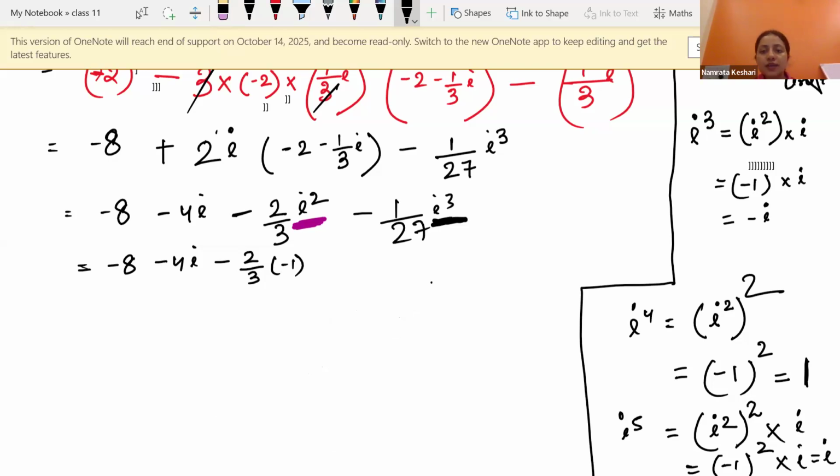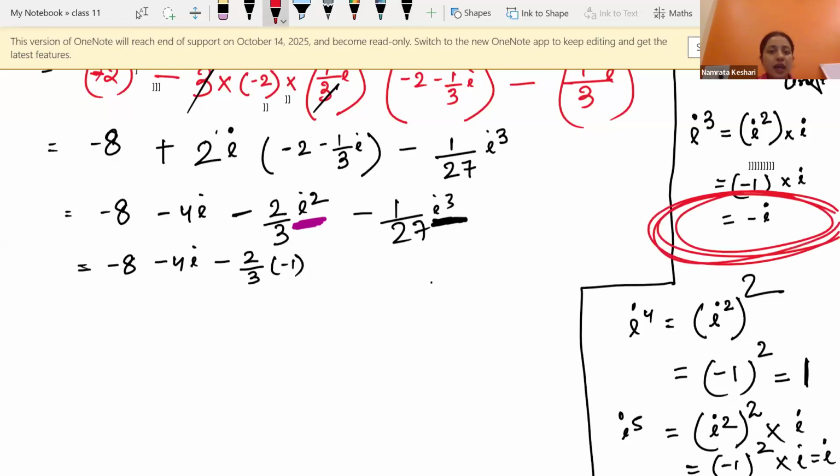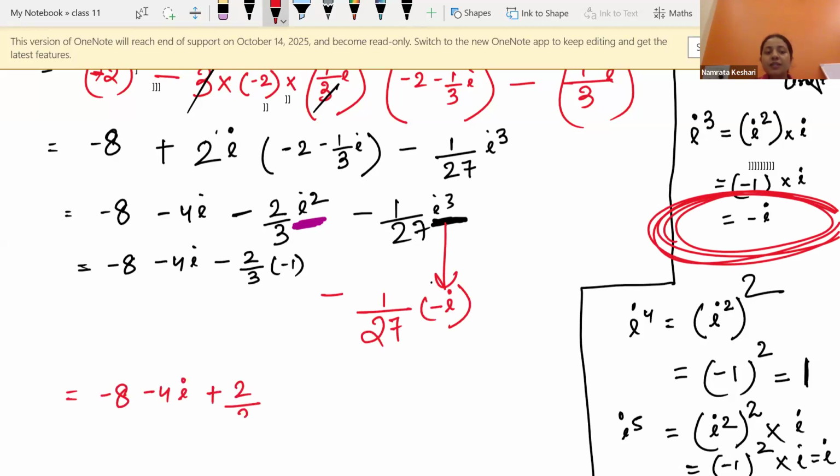So i cube, which we just saw, is equivalent to minus i. At the place of i cube, I am going to write minus i. We don't need to give any explanation. Getting it? Okay, now we just need to do the simplification. We wanted to write it in the standard form of the complex number. We have minus 8, we have minus 4i plus 2 by 3, and here we have plus 21 by 27i. You can see we have just the numbers, or just the i terms. Now we can take number with number and add them, and do the simplification.